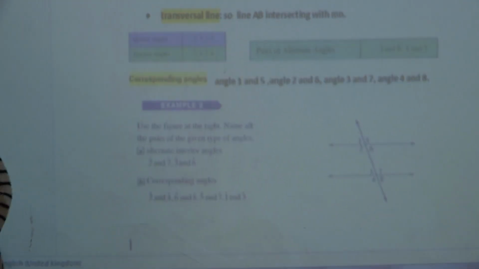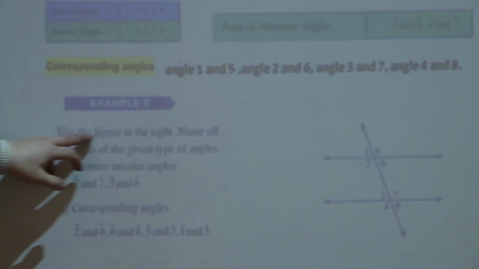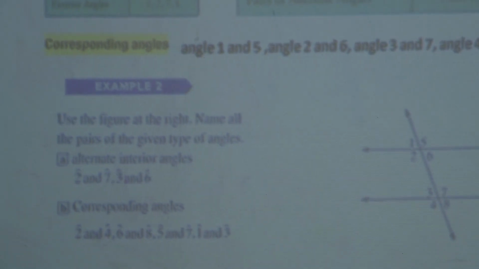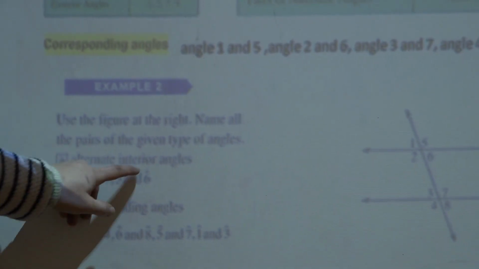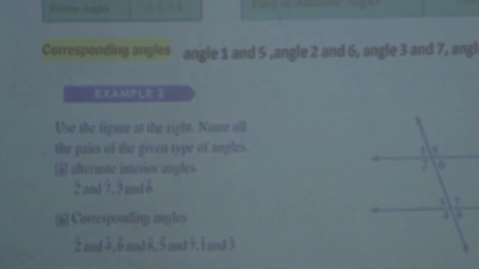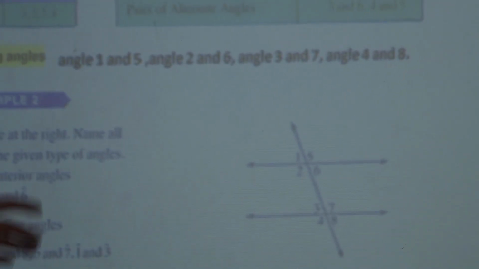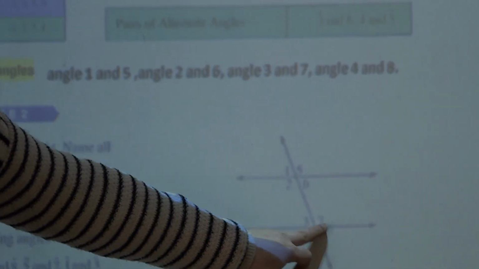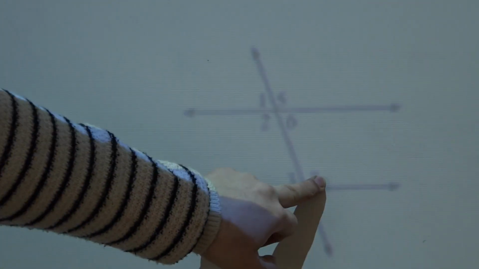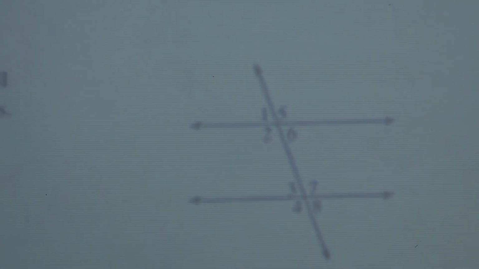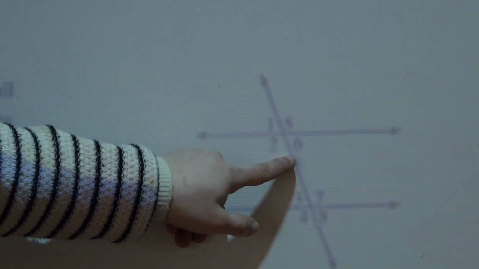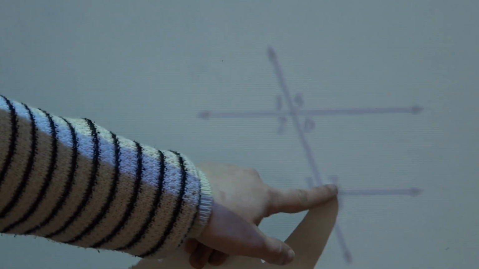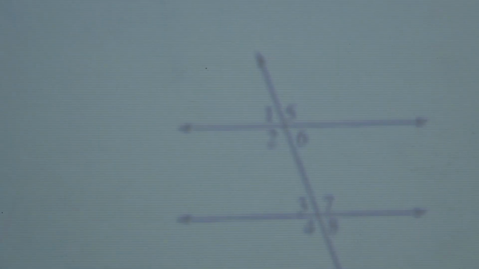Now another example. It tells us, use the figure on the right, name all the pairs of the given type of angles. So the same: alternate interior angles, what does that mean? Interior means inside. Alternate means this one to this side and this one to that side. They are opposite to each other at the same angle. So this angle is equal to this one. So angle 2 is alternate interior to 7. Angle 6 with 3 is the same.